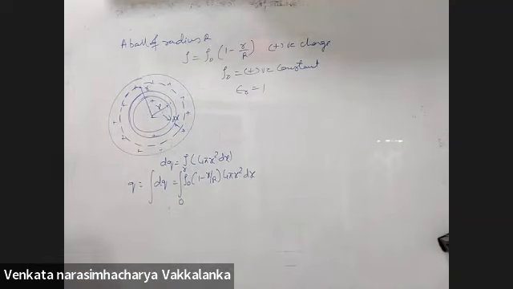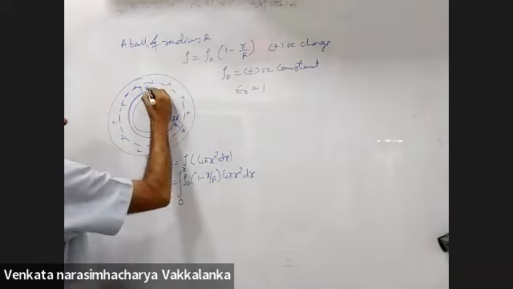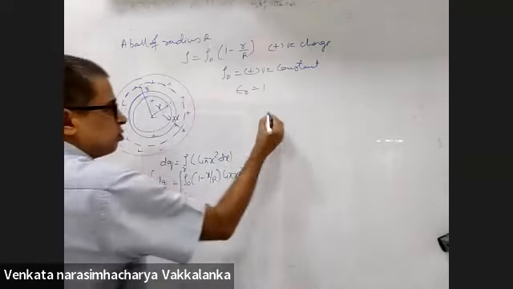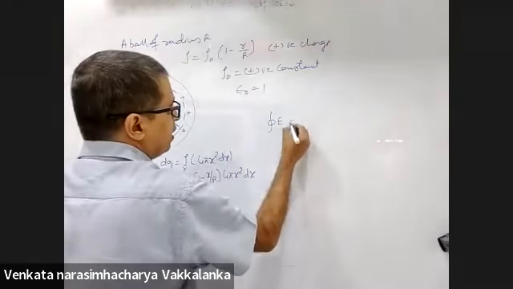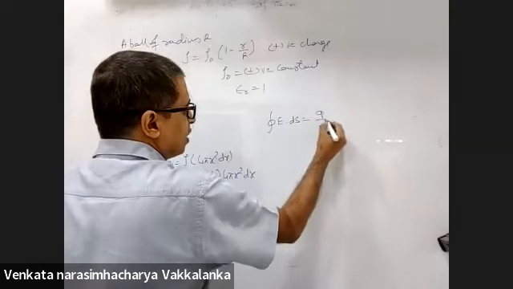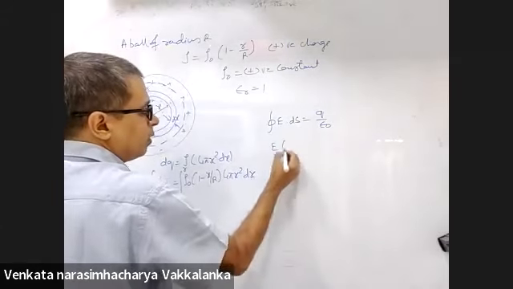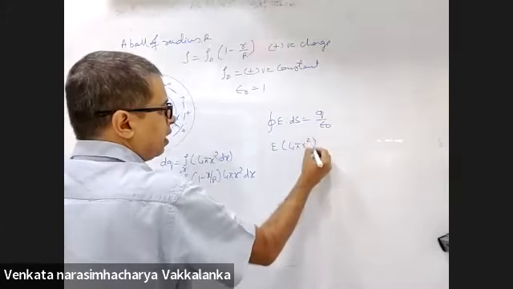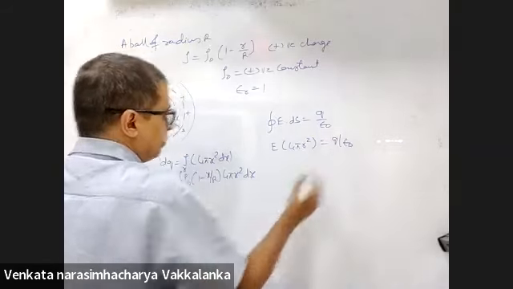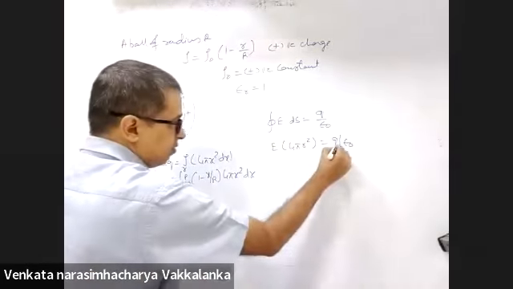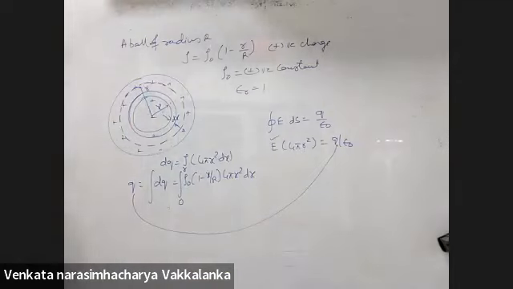Yes, sir. Once I know the charge enclosed till a radius of small r, closed integral E dot ds is charge enclosed by epsilon naught. E into 4 pi r square is equal to q by epsilon naught. This charge I will substitute here and get the field.